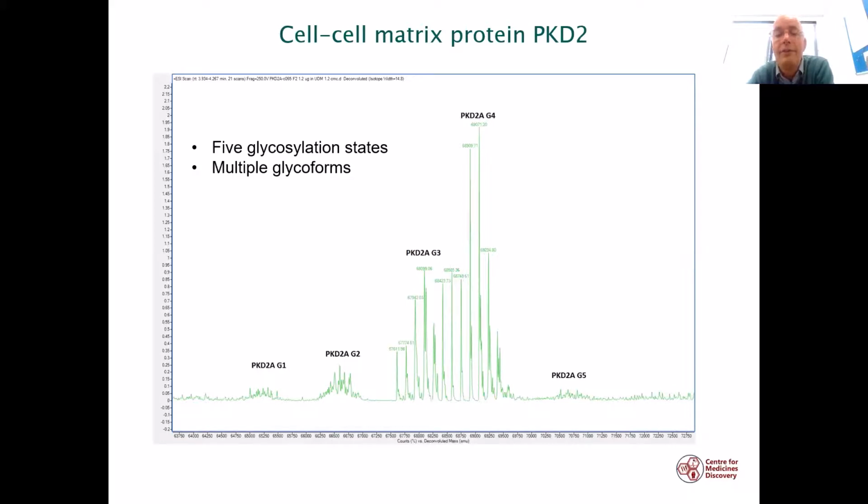There are at least 5 glycosylation sites in PKD2, and you can see here this is glycosylation state 5, where all 5 are occupied. Most of them are in glycosylation state 4. Here's state 3, 2, and 1. And these mass separations here would correspond to individual sugars.